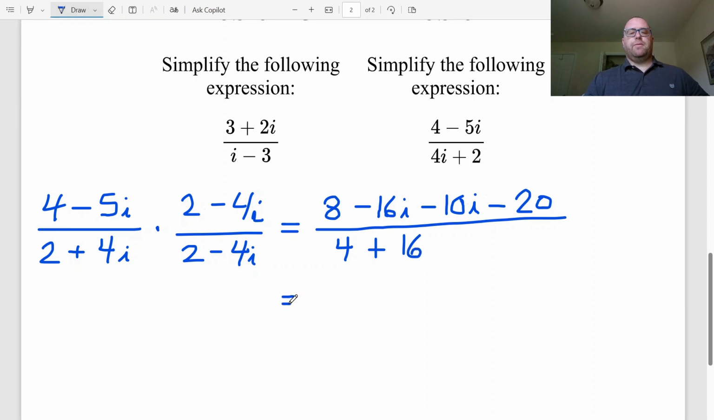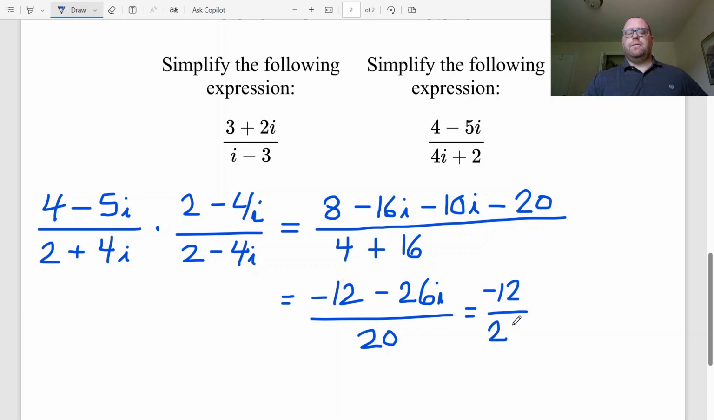All right, so if we combine our like terms, 8 minus 20 is minus 12 or negative 12. And negative 16 plus negative 10 is negative 26i over 20. So we'll break this apart, and then we can actually simplify this one a bit. So we have negative 12 over 20 minus 26 20ths i. All right, so negative 12 20ths, we can simplify that into negative 3/5.